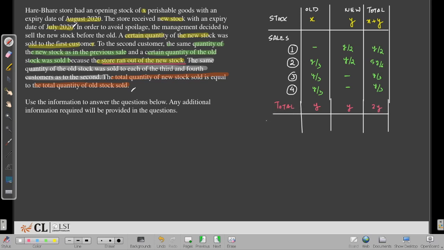We can also think of what remains. In the old stock, what remains is x, and y got sold, so what remains in this case will be x minus y. But with respect to new stock, nothing remains here. And obviously, what remains in total is also x minus y.